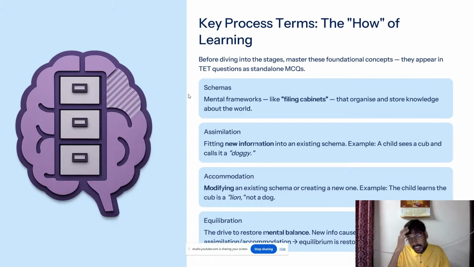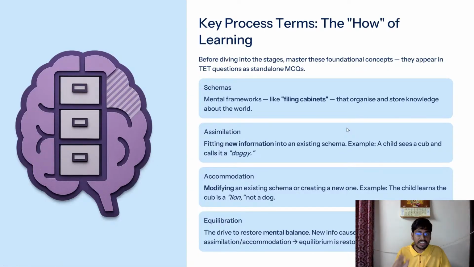Some of the important terms related to Piaget's theory of cognitive development. First, schemas. A schema is a mental framework, like filing cabinets that organize and store knowledge about the world. So a schema is where the knowledge is stored and organized. What knowledge? Knowledge about the world. It's like a filing cabinet. A mental framework is called a schema.